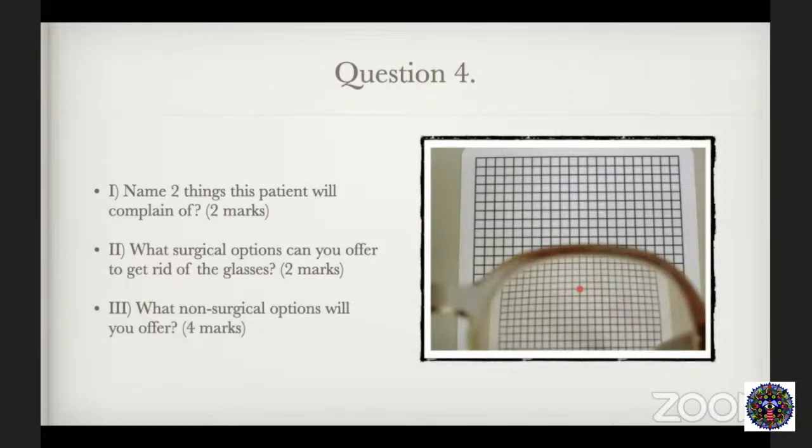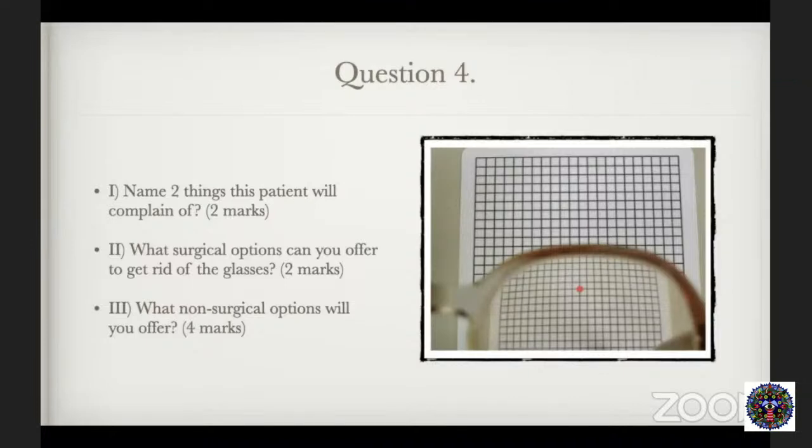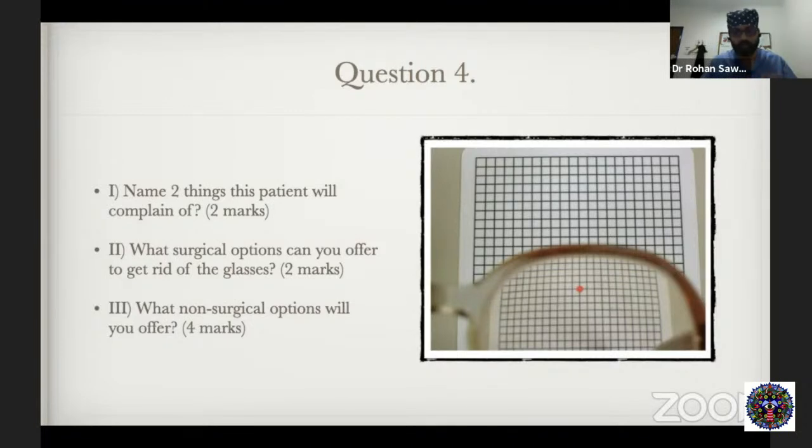Contact lens. Yes. Okay, that is one option. What else can you offer? So to avoid the barrel distortion, you can advise the patient to use smaller lenses, thicker design of the frame. All right. So you can bevel the edges of the lenses. Again, this is all to avoid the distortion.